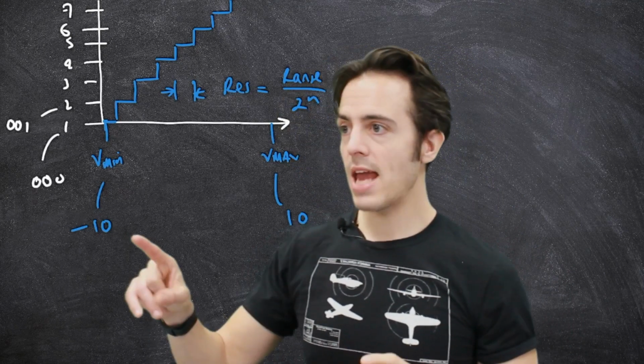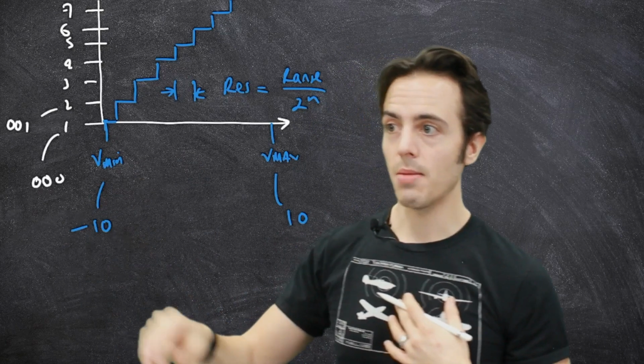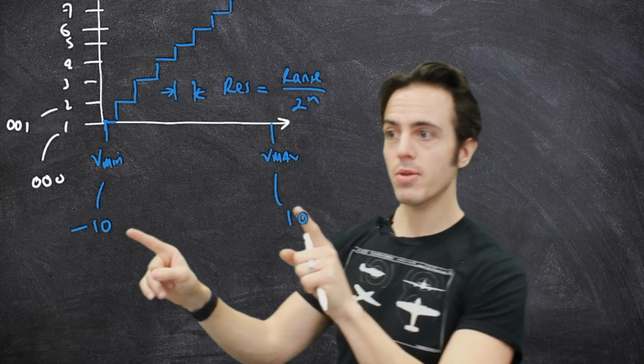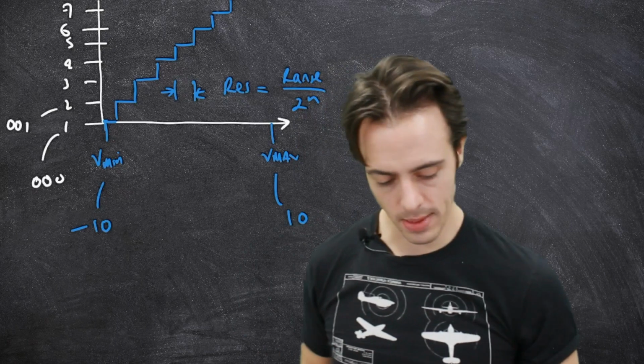What this means is that anything below -10 would be stored as -10. Anything above +10 would be stored as 10. And then anything between is going to be stored as one of these finite values that we have in between.